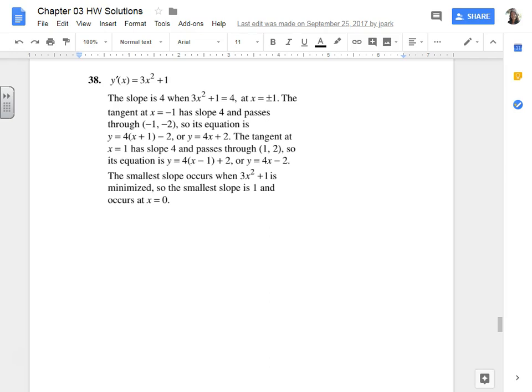Or you could have realized this is just a parabola that's been shifted up, and then it has a little bit of dilation going on, but still, where's its vertex when x is 0? And so then 0, 1 is the smallest slope, and it happens at 0. But yeah, you could have also taken the derivative. True.